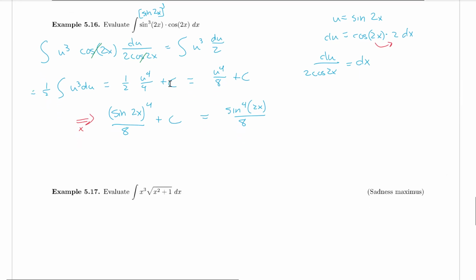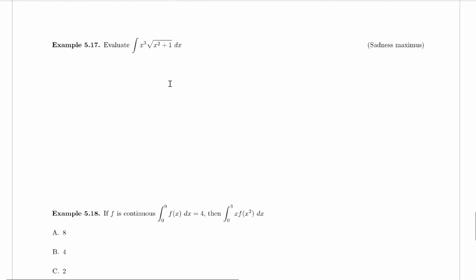Alright, this next example is already flagged as being an example that's quite tricky. So let's try to figure out what we need to do here. Alright, well, at first glance, you might think that we want x cubed to be our u, because the derivative of x cubed is 3x squared, and that might cancel out this x squared in here, but it doesn't because the x squared plus 1 is inside of the square root.